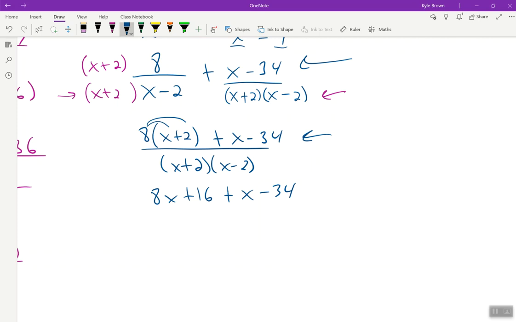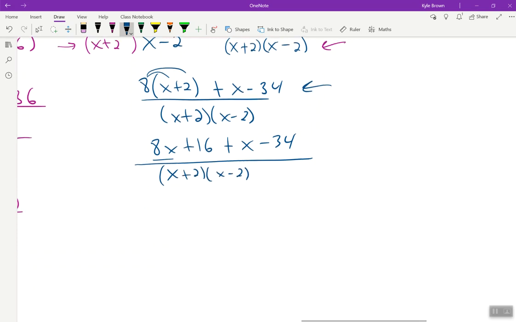Okay, and then collect like terms. So we've got 8x plus x, so that's going to be 9x. Oh, actually, and sorry, we should have written the bottom out again. So x plus 2, x minus 2. All right. And then collecting like terms in the top, we're going to have 9x, and then 16 minus 34 is going to be negative 18. So negative 18 over, and then we've got x plus 2, x minus 2.